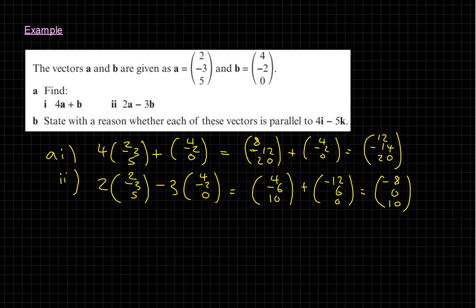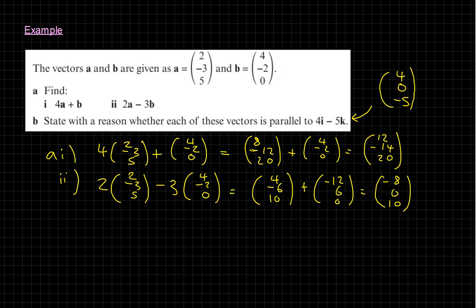Right. Let's look at part B then. State with a reason whether each of these vectors is parallel to 4i minus 5k. So let's remember in 3 dimensions, 4i minus 5k, let's convert that to column because it's easier to work with. That's 4, 0, because there's no j's, minus 5k, so 4, 0, minus 5. So the question is asking, remember when we're talking parallel, in terms of vectors, it just means multiple. So are either of these vectors a multiple of this one? Well, it should be fairly obvious, but here's the logic.